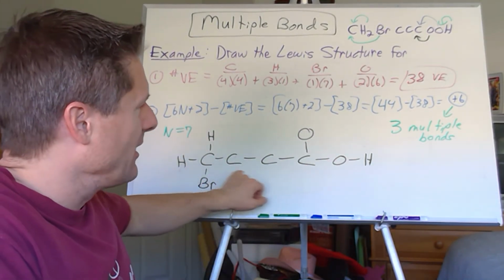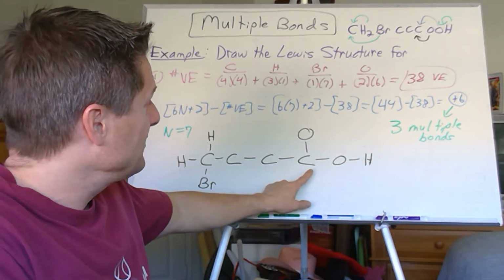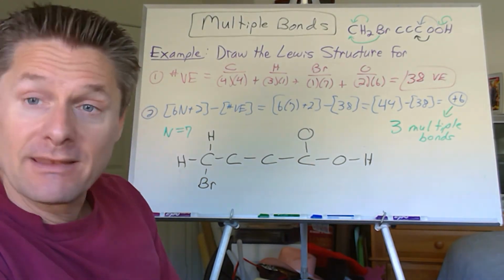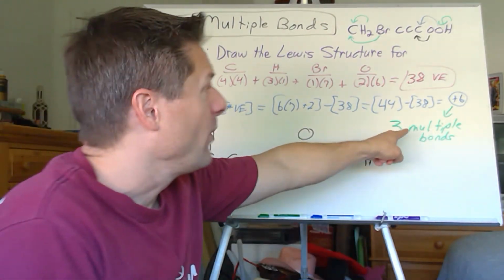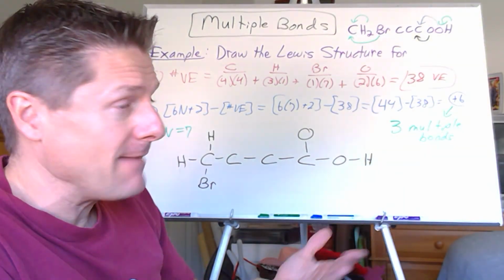Bromine doesn't want to be in the middle. Hydrogen can't be. The 2 oxygens don't want to be connected together. And this is the COOH carboxylic acid group you might be familiar with. We've got 3 multiple bonds to stick in here. Ooh, because we predicted them ahead of time, right?